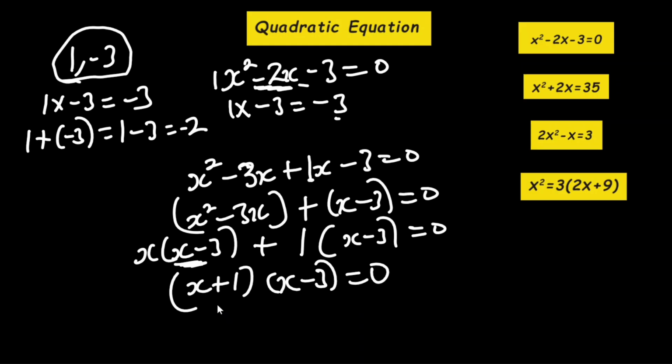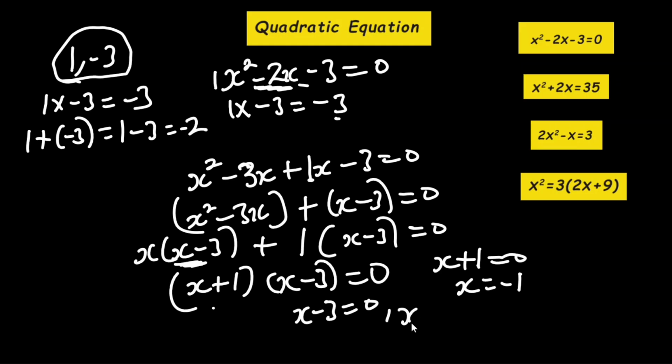Now let's equate each bracket to 0. So x plus 1 will be equal to 0, x will be equal to -1. x minus 3 is equal to 0, x is equal to +3. So the solution sets are -1 and then 3. So what this means is that when you replace the x in this equation by either -1 or 3, the answer must be equal to 0.